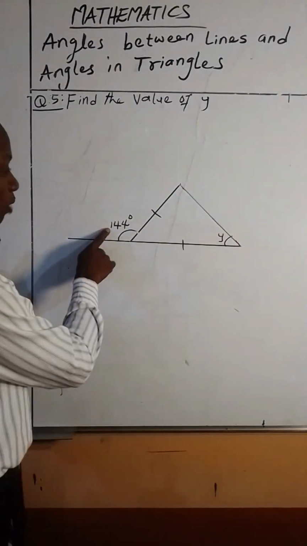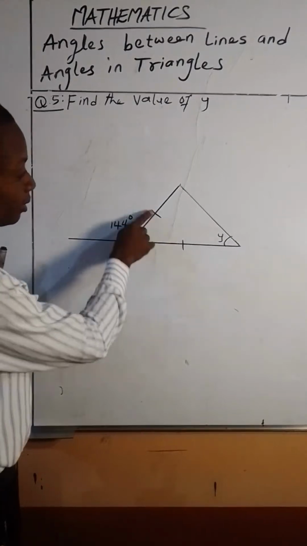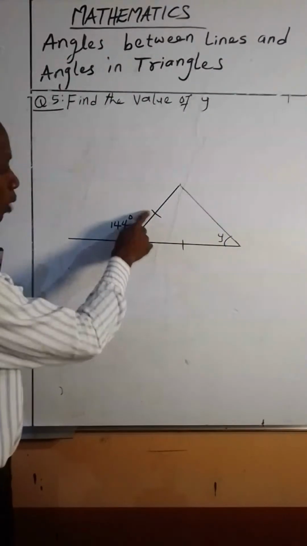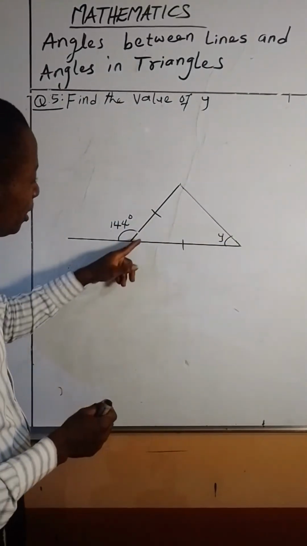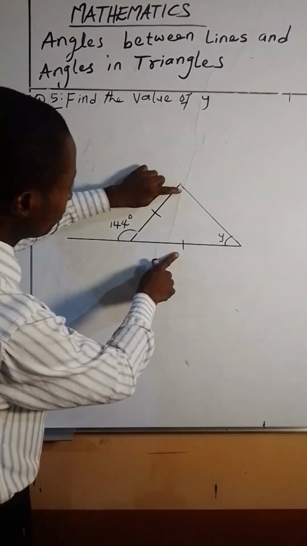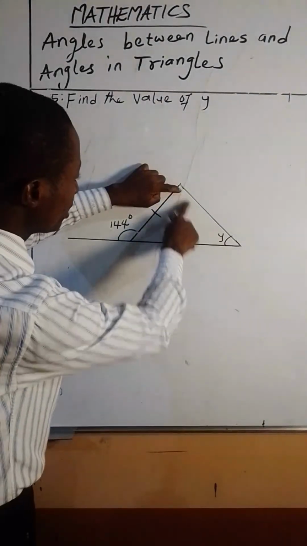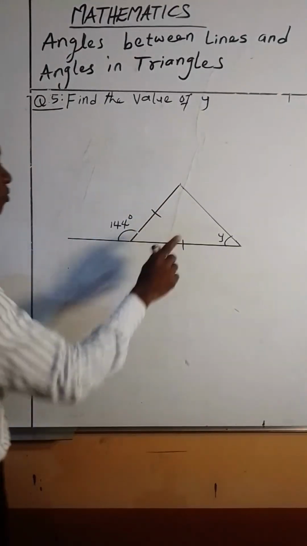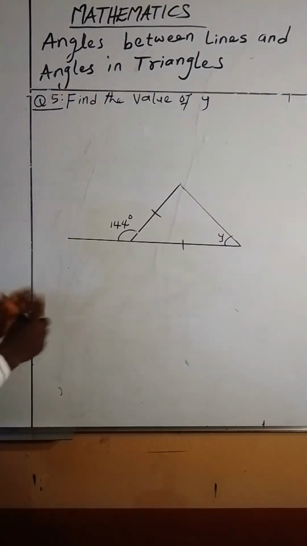Here is 144 degrees, and we are given that these two sides are equal. What it implies is that, since these two sides are equal, this angle and this angle are equal, because they are base angles of an isosceles triangle. So the first thing we are going to do is to use angles on a straight line.